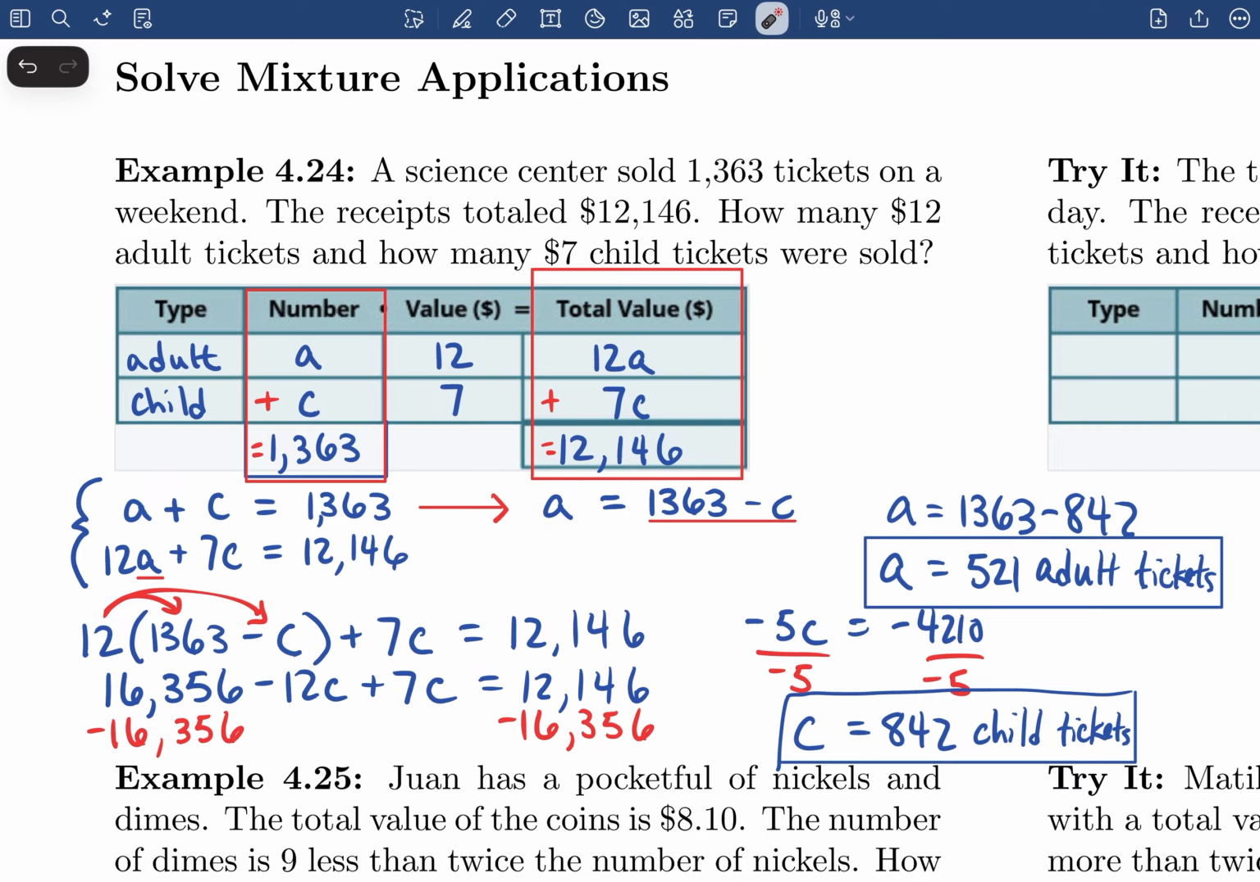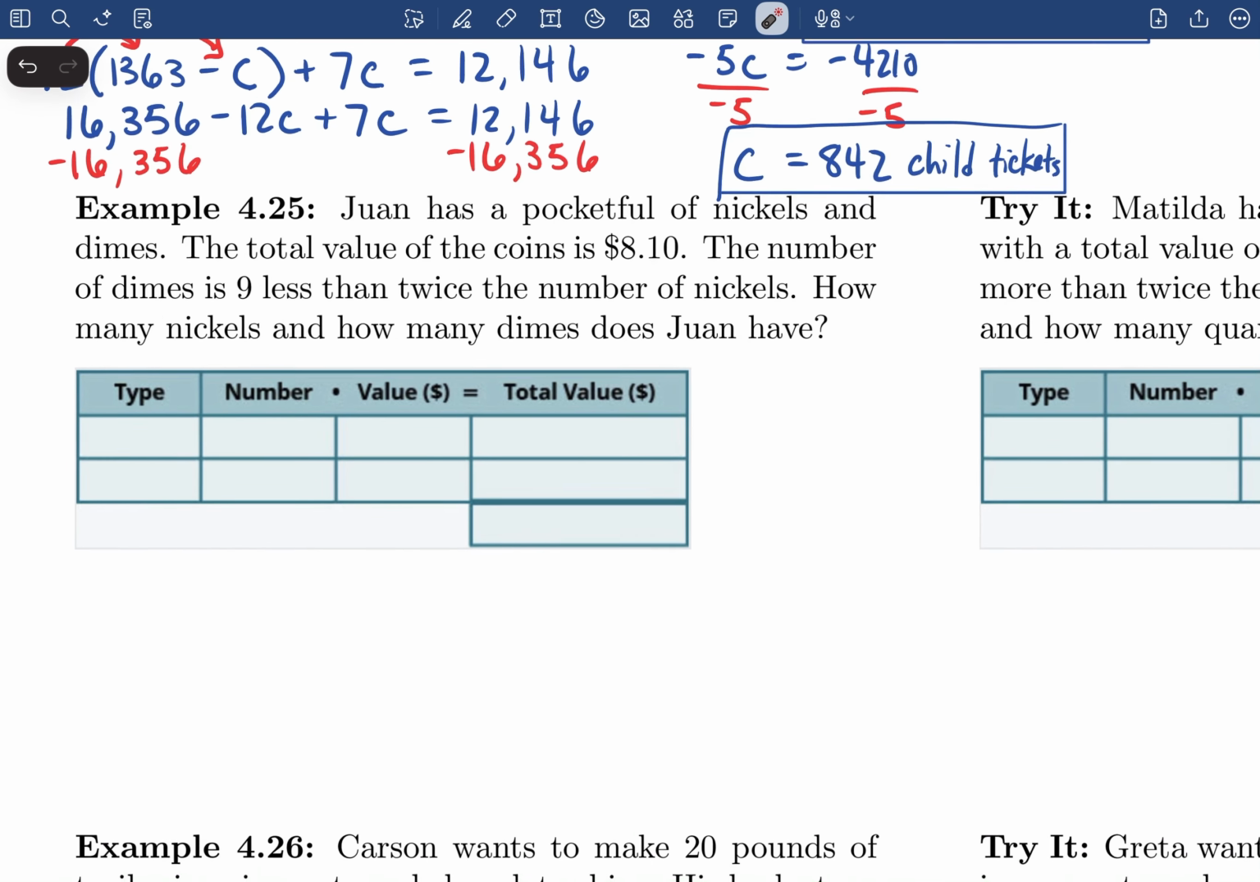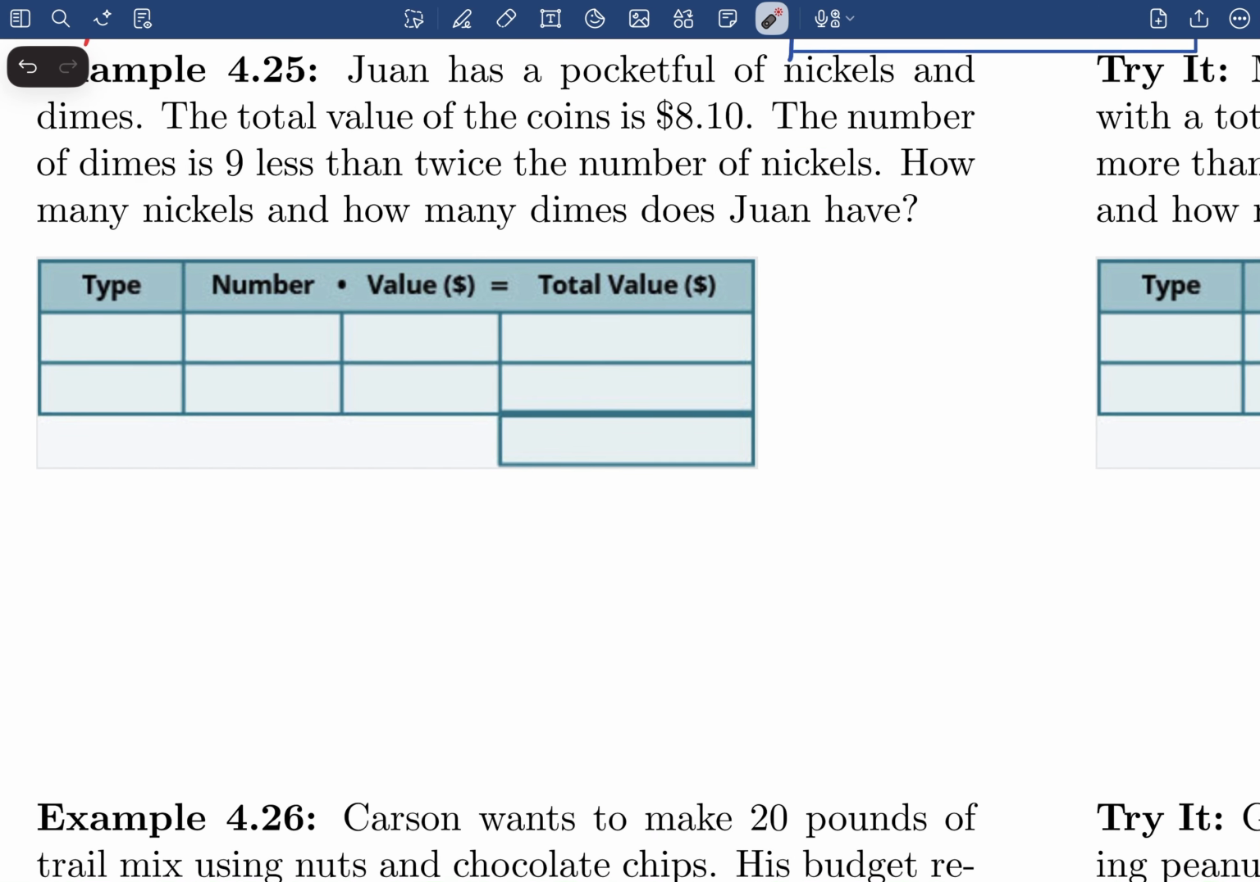But here I went through the process of substitution and I solved for C, the number of child tickets. I then plugged that answer in for C right here to solve it for A. And here's that work right here. Great. Now let's move on to a new example, example 4.25.